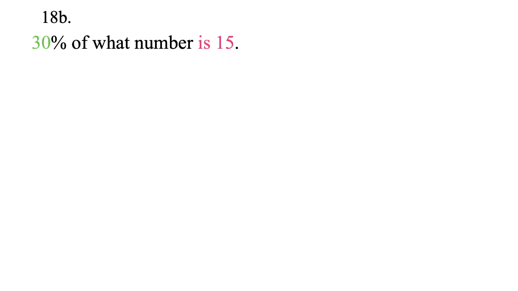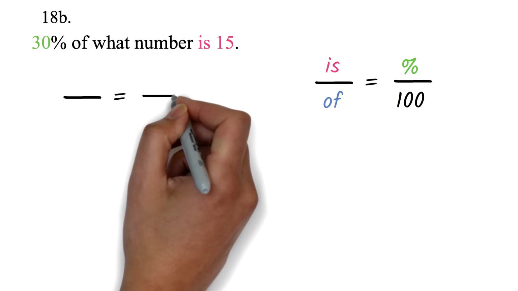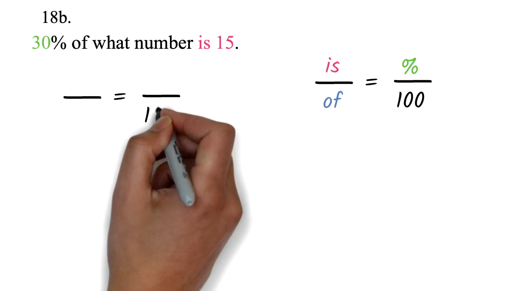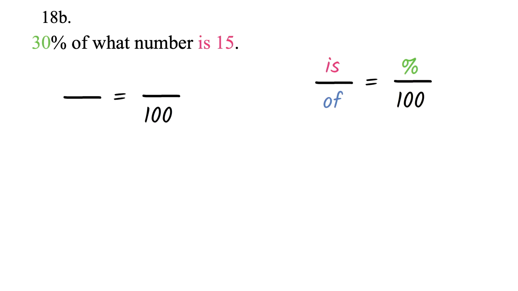Question 18b. 30% of what number is 15? We are using the same method as question 18. Please watch our other videos for other methods. For this method, we have our is value here. We have our of value here. We have our percent value here. And then 100 here. Now let's look at our question. We just replace the values. Let's write our 100 here first. We know it's constant. We can write the 30 here because it's our percent value. We have is 15. So we write 15 as our is value. Finally, we have of, but there's no number with it. We represent it by x and solve for x.